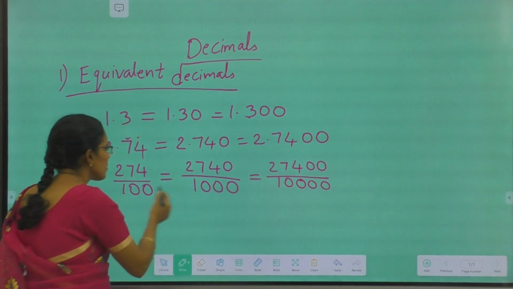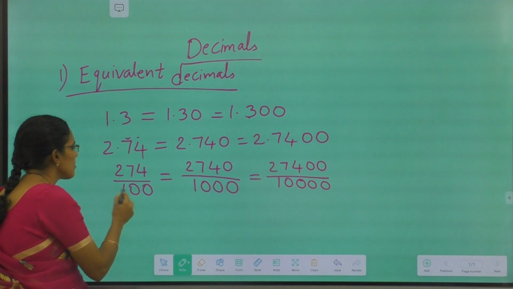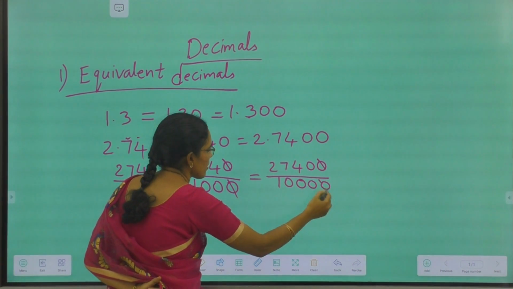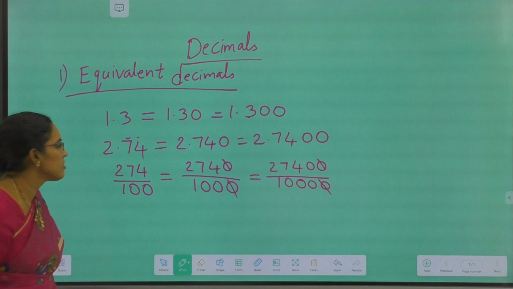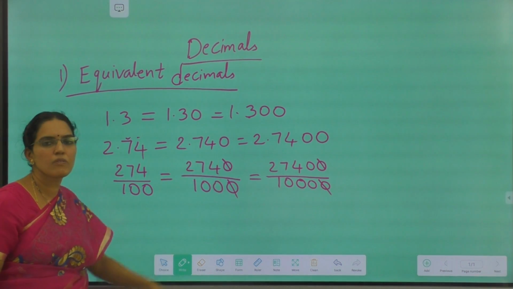All these are like fractions. Why? Because even if we cancel the zeros, all are equivalent fractions. These are all equivalent fractions. That is why we call these decimals equivalent decimals.